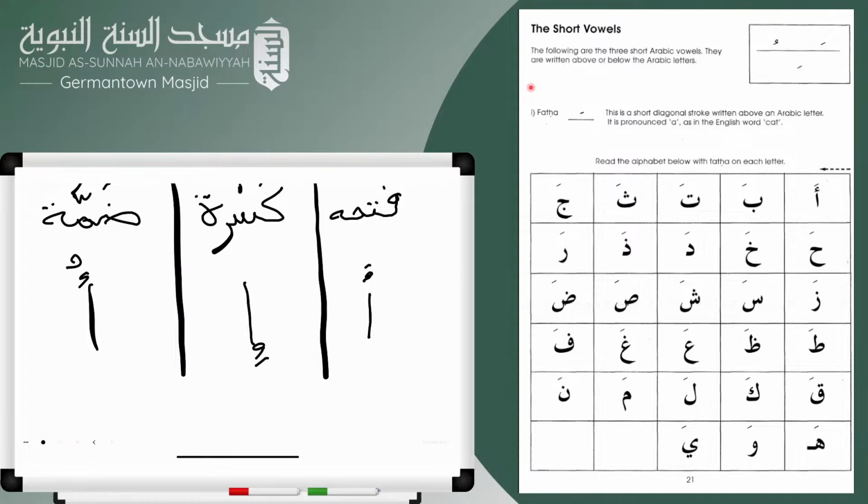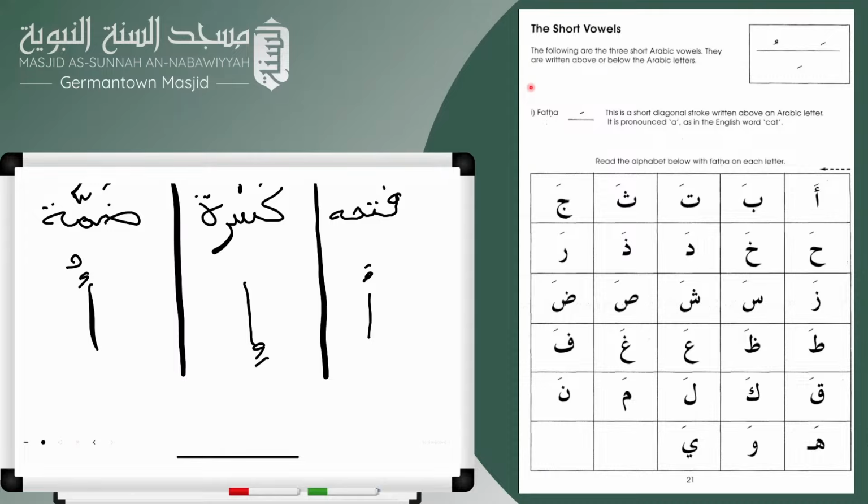The second short vowel in the middle column here is called kasrah. Say after me: kasra. Its job is to add the E sound to any letter it is attached to.